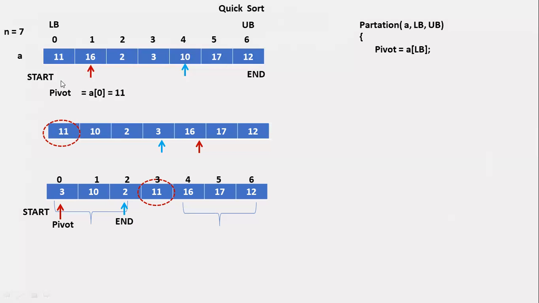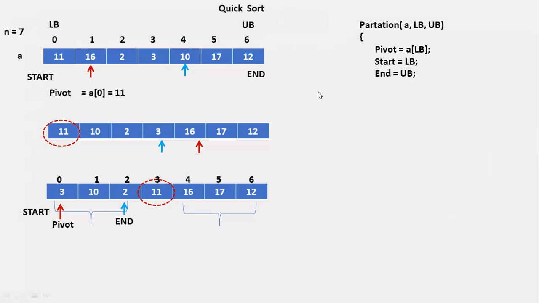Next, we have to consider two variables: one is the start variable and the other is the end variable. What is the start variable? Start is 0, and end is 6. That is, start is equal to LB, and end is equal to UB, the upper bound. Start is equal to lower bound and end is equal to upper bound.